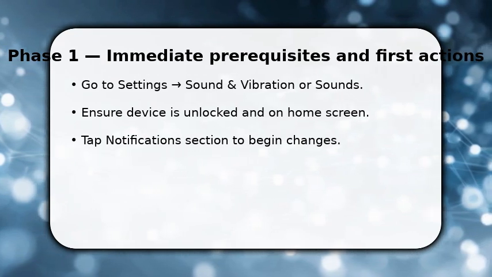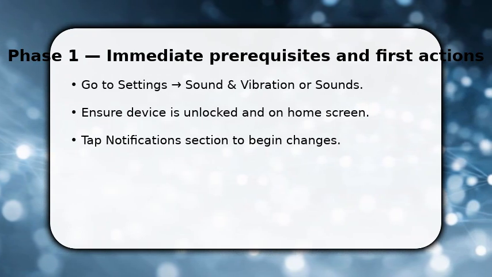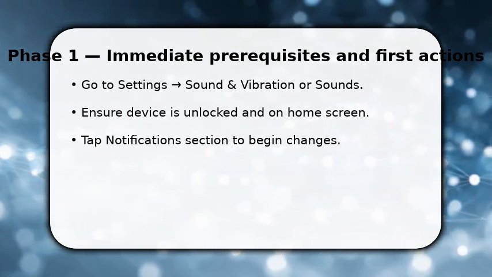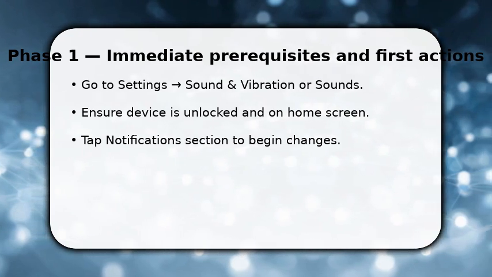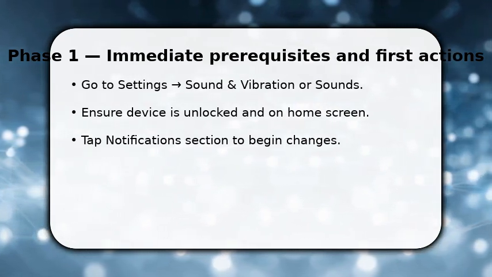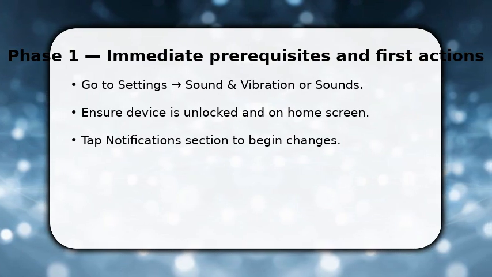Make sure to keep the phone unlocked and awake so changes apply immediately. If your device shows a search box, type vibration to jump faster. You're now positioned to change the vibration behavior for specific apps or system alerts. Don't skip the notifications list, it matters.